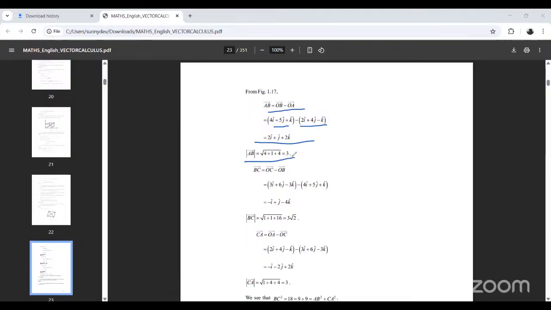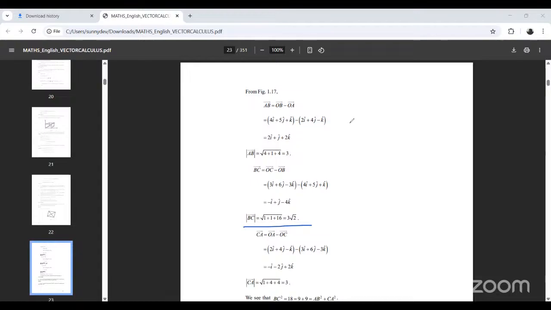And that magnitude: under the root, 2 square plus 1 square plus 2 square. So that becomes 4 plus 1 plus 4, so that is root 9, which is nothing but 3. Understood? So this is the magnitude of AB. And similarly BC.